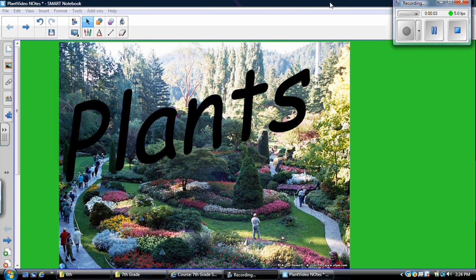Okay, so now we're going to talk about the kingdom plants, one of my personal favorites because I love to garden. I love growing flowers, and I really do enjoy studying plants. All right.